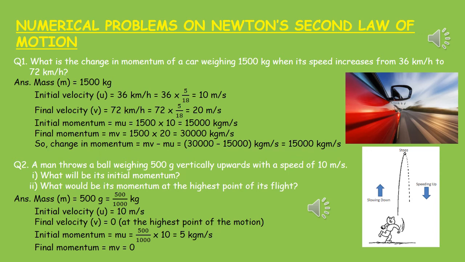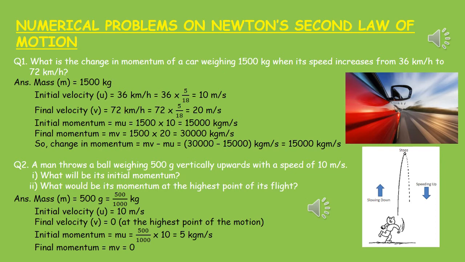Good morning, students. Today we'll be doing the numerical problems on Newton's second law of motion. The first question is, what is the change in momentum of a car weighing 1500 kg when its speed increases from 36 km per hour to 72 km per hour?